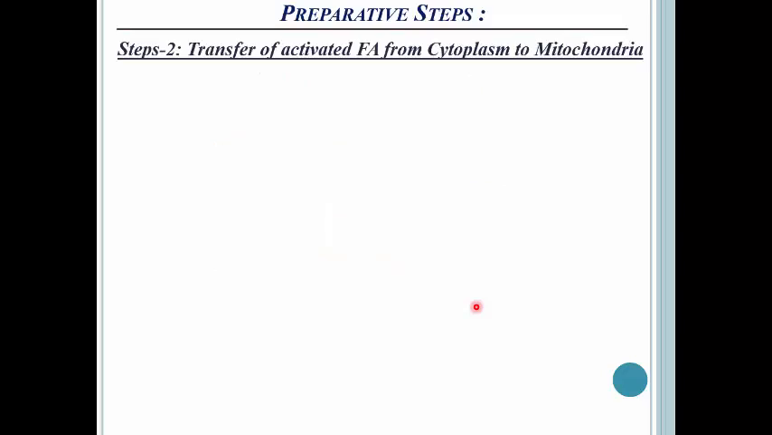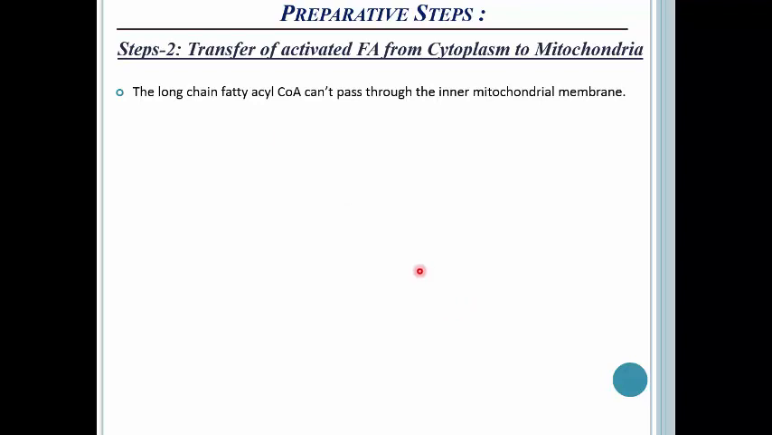The next step in the preparation is the transfer of this activated fatty acid. So once the fatty acid is activated, now we have to transfer it from the cytoplasm to the mitochondria. They cannot travel easily, right? So they require some carrier protein. These long chain fatty acids can't pass through the inner mitochondrial membrane. So carnitine will be the transporter for the transfer of these activated fatty acids.